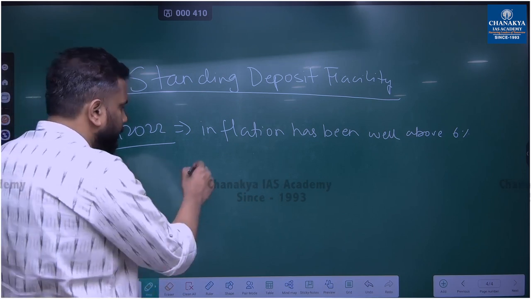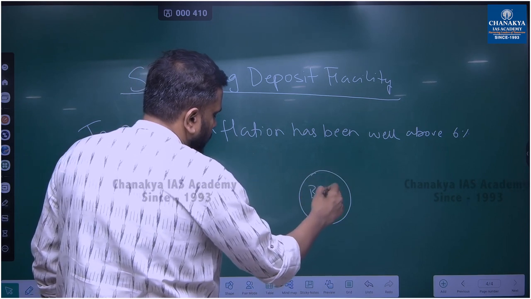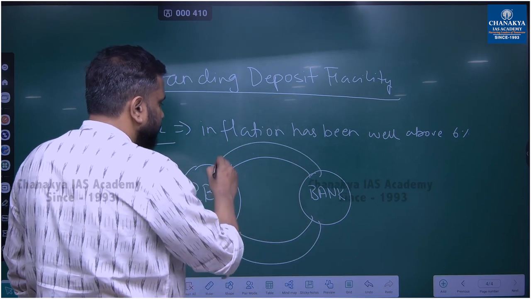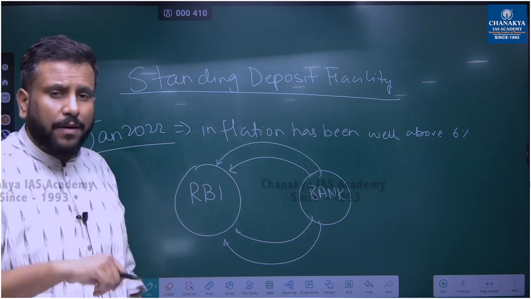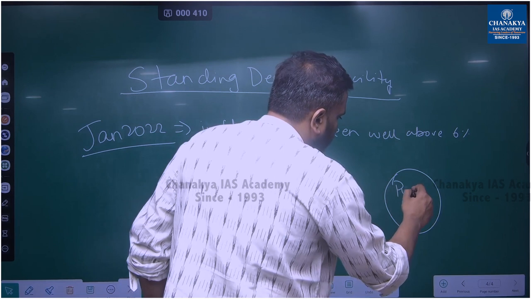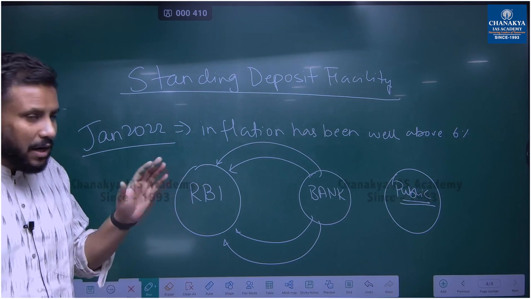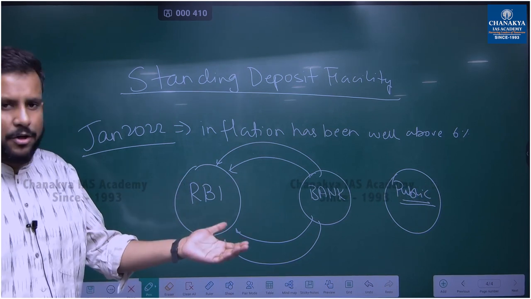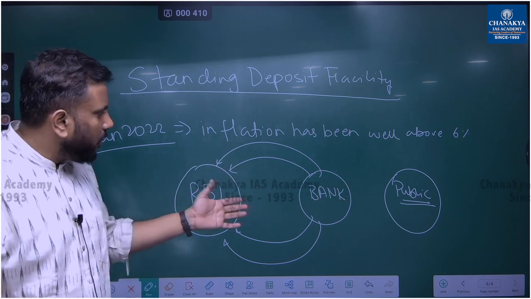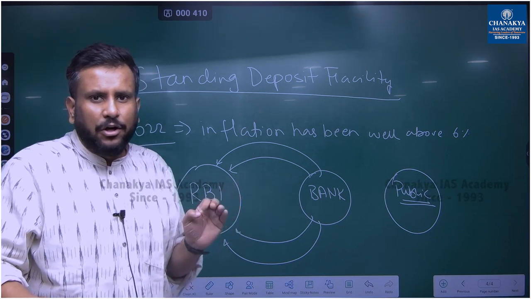So in that case, the RBI wants to suck more and more money from the banks, right? RBI wants to suck more and more money out of the banks because RBI does not want the public to have money, because you want to cut down the supply of money to the public because you want to control the inflation. So in that case, the RBI wants to suck more and more money out of the banking system. So for that, what will it do?